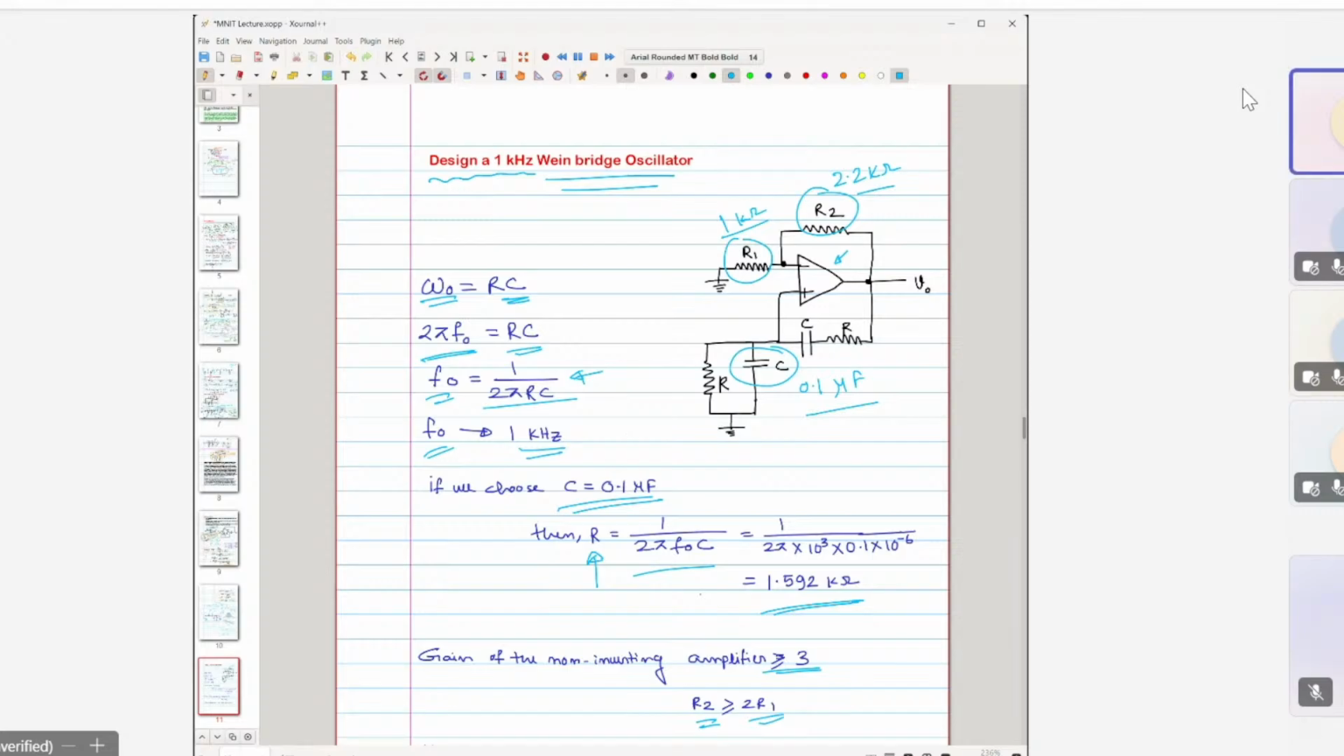Such that you will get this 1 kilohertz sinusoidal wave. Now, if you want to change it, say you want to make it 2 kilohertz, then what you have to do is simply adjust this capacitor and this R. So the same values of C and R you have to use. Then it will generate a different frequency.